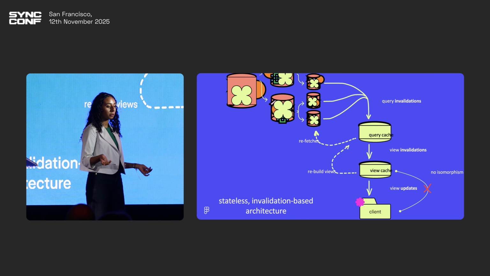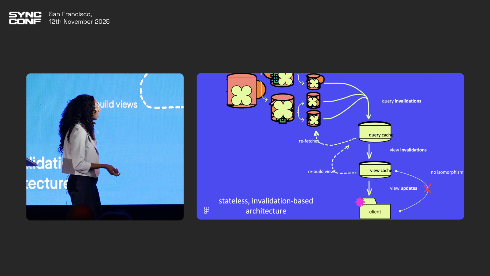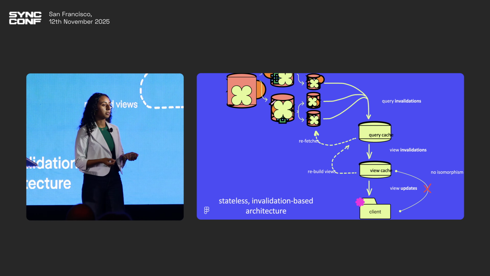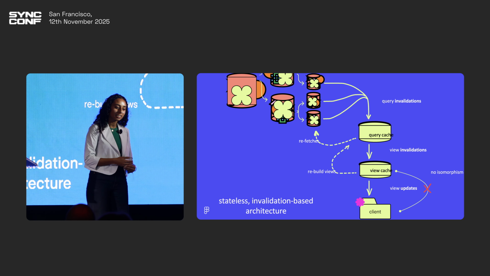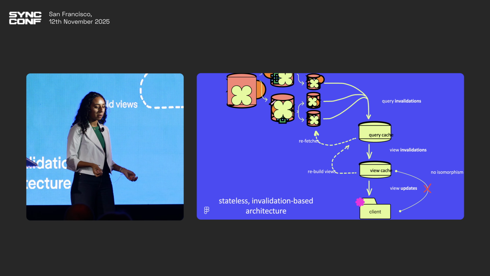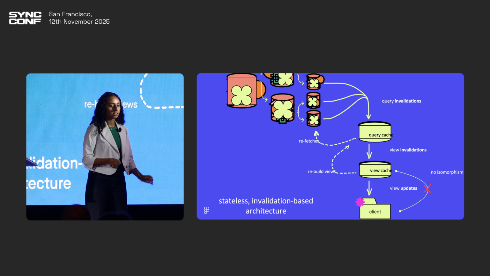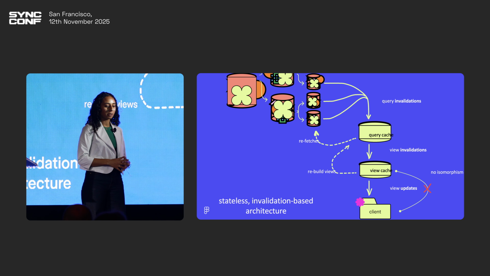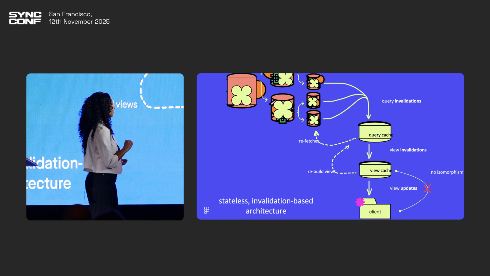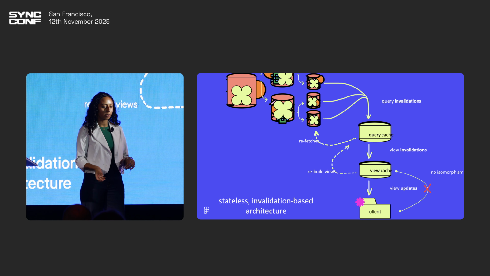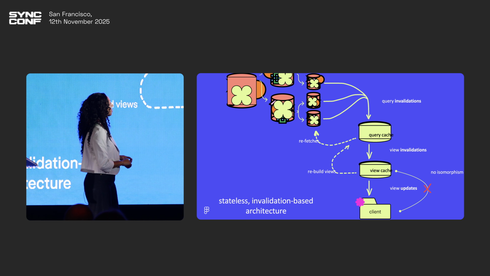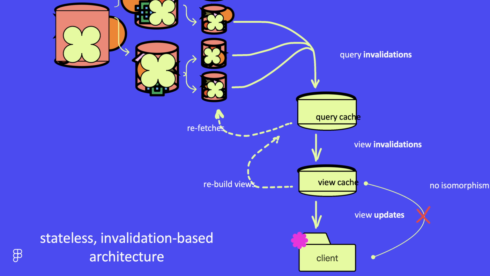But yeah, this isn't the world that Figma lives in now. Today, we've sharded our databases both vertically and horizontally, and we have replicas for each primary instance. So we're slowly moving towards this world where we have a stateless and validation-based architecture. So the database can send query invalidations to our query cache, which sends view invalidations to our server view cache, and we rebuild in order to get the new state to send down to the client.